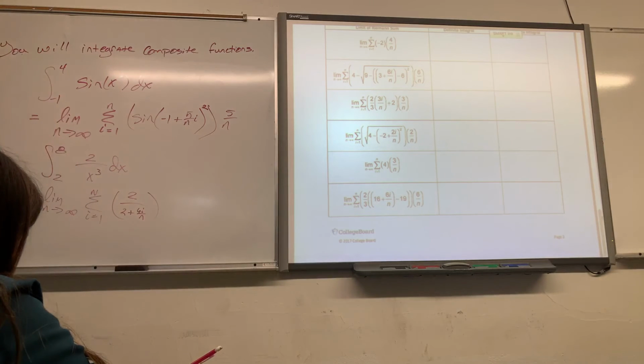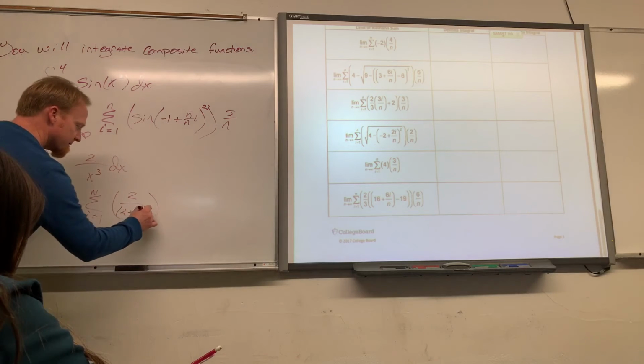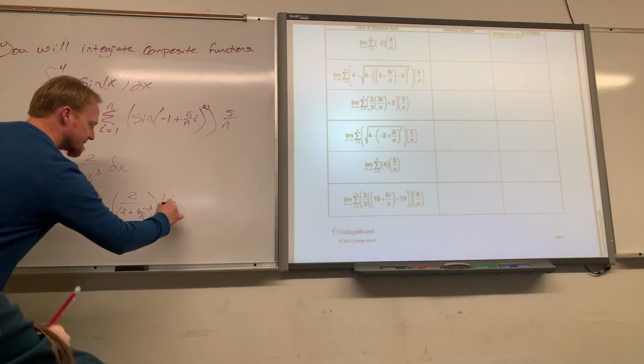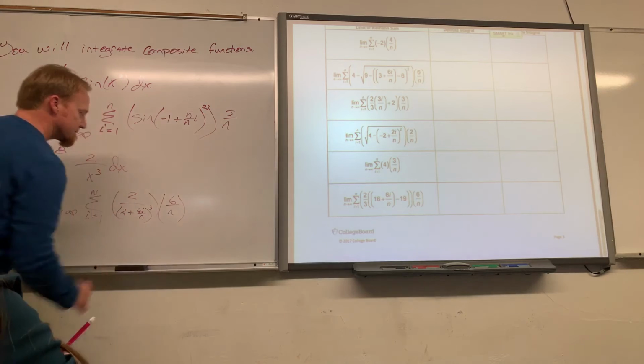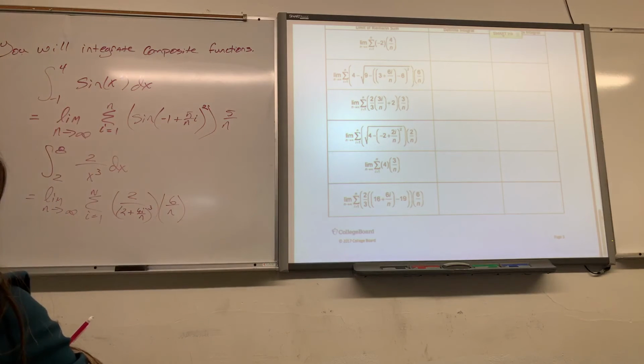Parentheses 3. So I need a cube here. Oh, yeah. And then I need a 6 over n in there. Wait, so 6 over n will be multiplied times the whole thing? Yep. Not just the denominator? Everything. If you try to multiply all that, you'll get back to sine of x squared.